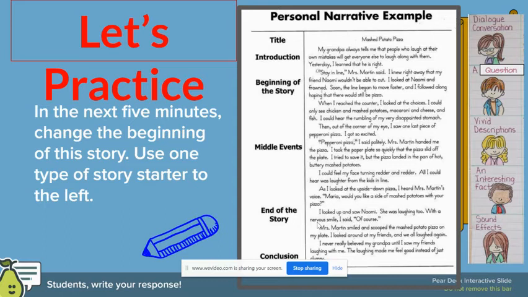"Stay in here," Mrs. Martin said. I knew right away that my friend Naomi wouldn't be able to cut. So you see, there's a little bit of dialogue there.